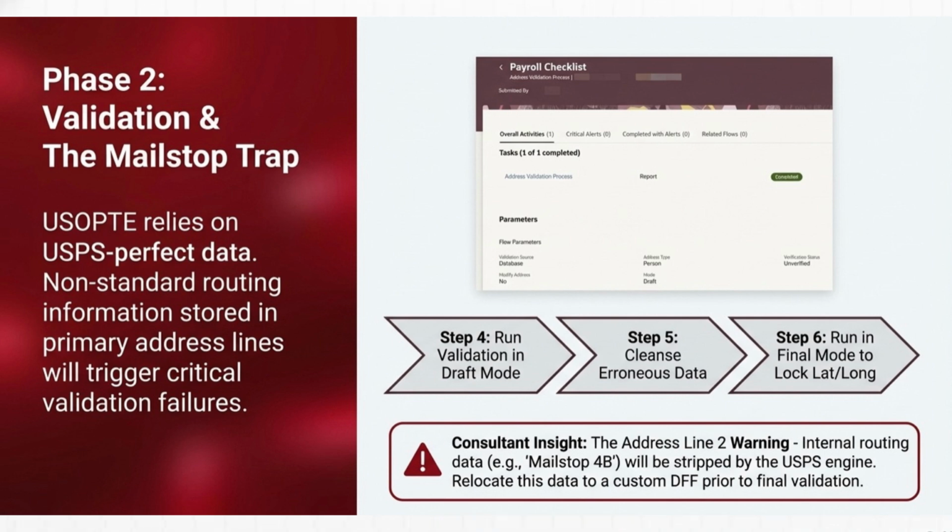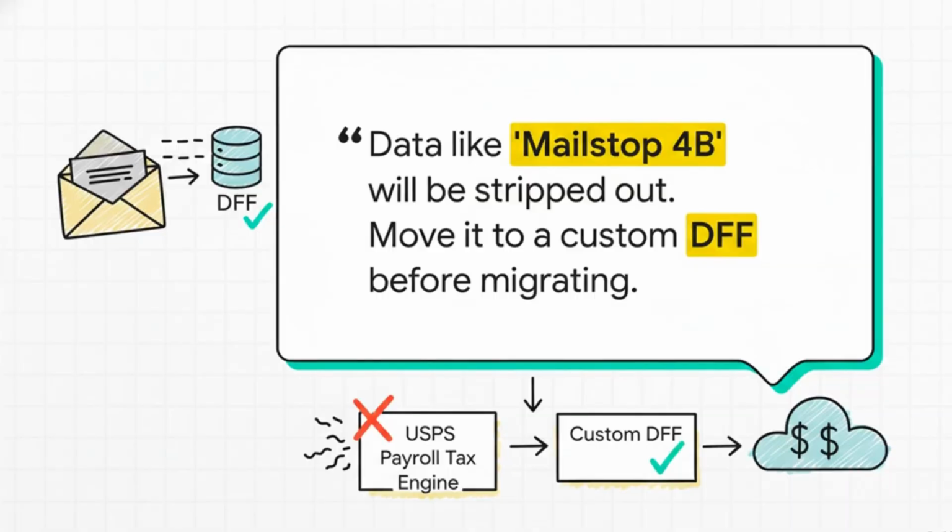Now, I want to pause here on step 5 because there is a huge gotcha that you need to be aware of. It relates to the address line 2 field. Many organizations use this field for internal data, things like mail stops or department codes. But because the validation engine is checking against official USPS standards, and something like mailstop 4B is not a valid address component, this data will be stripped out and lost forever. The correct procedure is to move any such non-address data into a custom descriptive flex field, or DFF, before you begin the validation process. This is the only way to prevent data loss.